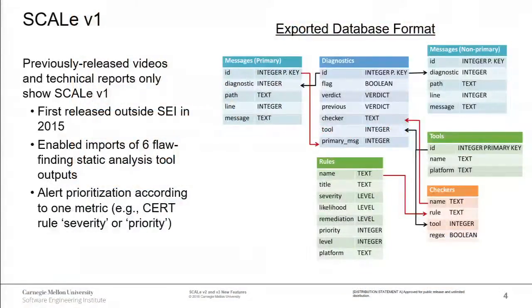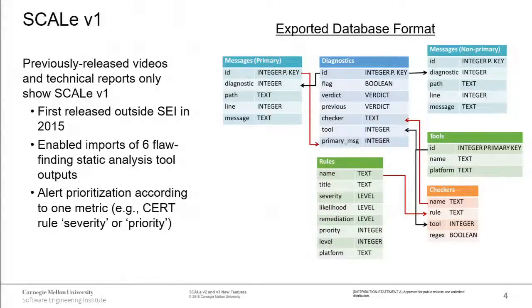Previously released videos and technical reports from the SEI only show Scale version 1. That was first released outside of the SEI in 2015, and it enabled imports of 6 flaw-finding static analysis tool outputs. Alert prioritization in version 1 was done according to one metric, such as the per CERT rule severity or priority values. And the exported database format for version 1 is shown to the right here.